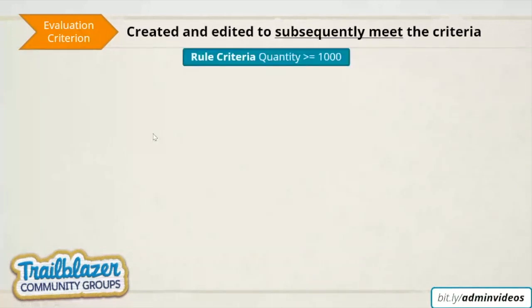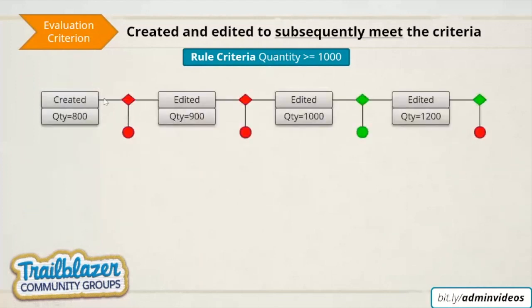Now we'll see how this created and subsequently meet criteria works. You won't get a specific question about this in the exam, but it's good to understand how it basically works. Let's say we have a record with a criteria that if quantity is greater than or equal to 1000, we want to execute the actions.